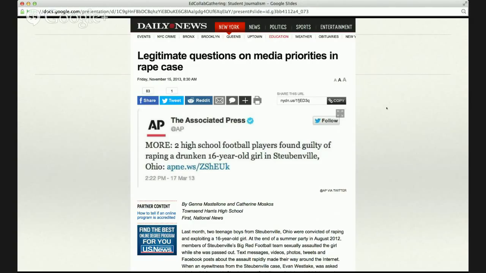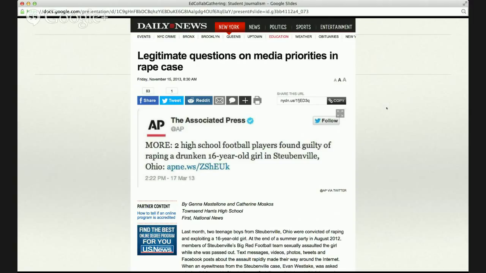Here's another amazing article our students wrote. This was in response to a case in Steubenville, Ohio, where boys were convicted of raping this 16-year-old girl. It's a terrible story, and I had two students who didn't like how the media was portraying it. And they wrote this article, and we published it on our website, but the Daily News, it won an award, and the Daily News republished it on their website.